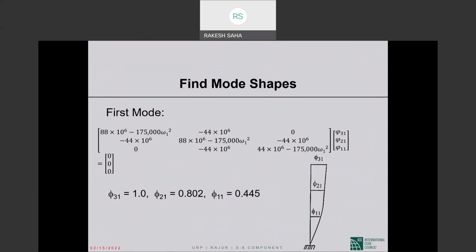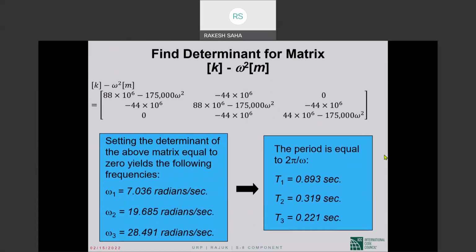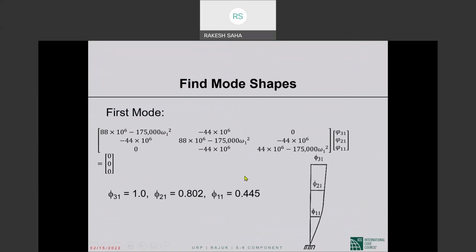Okay, now if we go back to our equation, this is our equation. If we go back to this equation, this is our k minus omega squared m matrix, except here we have written omega 1 for omega. Okay, the circular frequency of the first mode. Then our amplitude matrix would be the matrix of the mode shape, the first mode shape, phi 31, 21, 11.